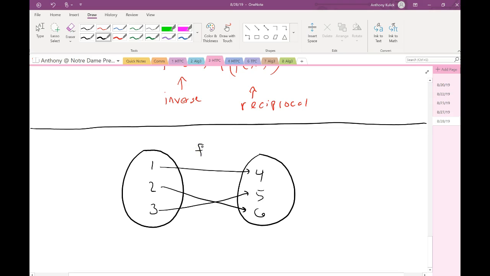So let's say this is our function f. So what this is saying is that f of 1 is equal to 4, f of 2 is equal to 5, and f of 3 is equal to 6. Everybody agree with kind of what this picture is kind of representing?